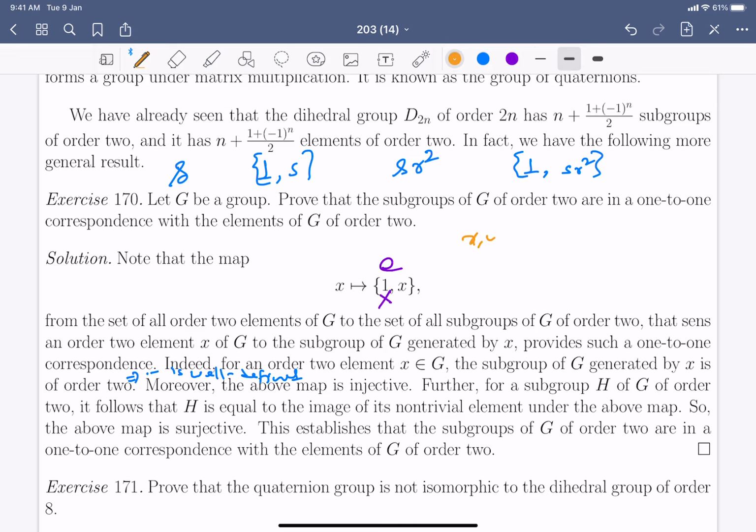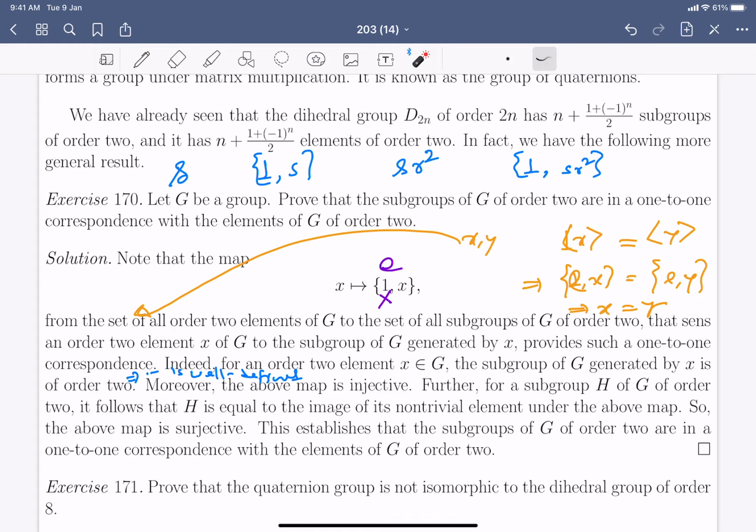More precisely, if you start with two elements x and y which belong to this set, and you look at the subgroup generated by x and the subgroup generated by y, and if these two are equal, then you are saying that {e, x} equals {e, y}, and comparing the non-trivial elements, you get x equal to y. So the injectivity is clear. And now for the surjectivity, we start with a subgroup H of G of order 2, and it follows that H is equal to the image of its non-trivial element under the above map.